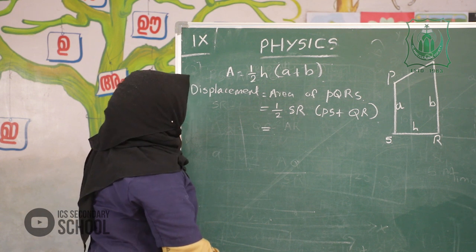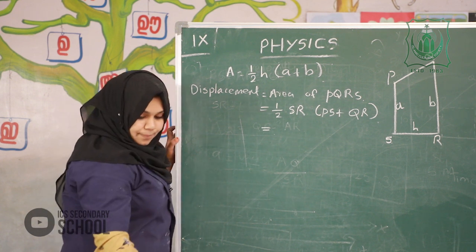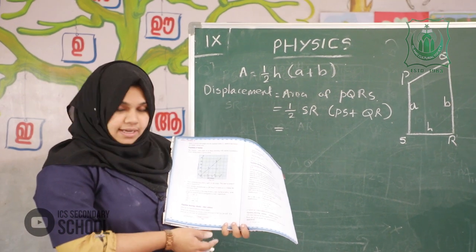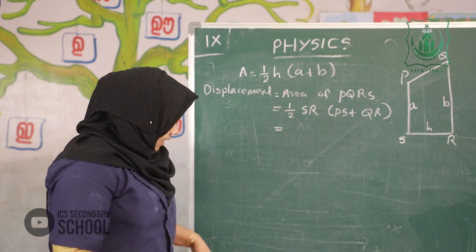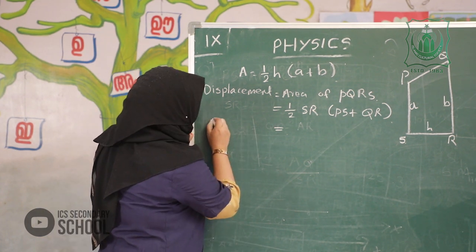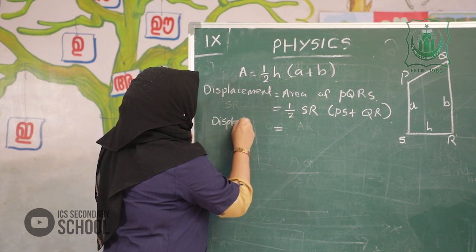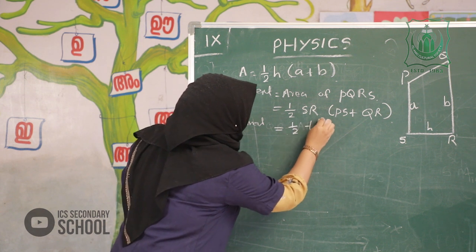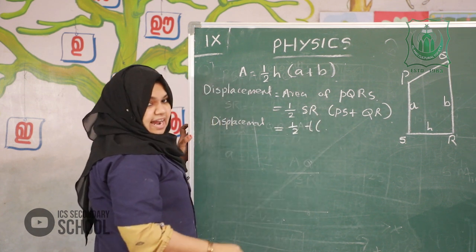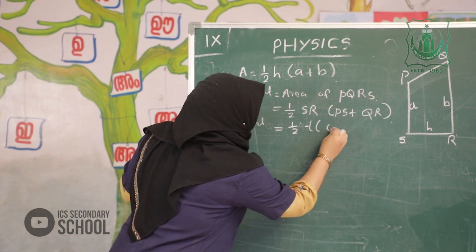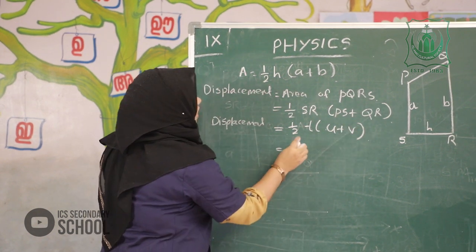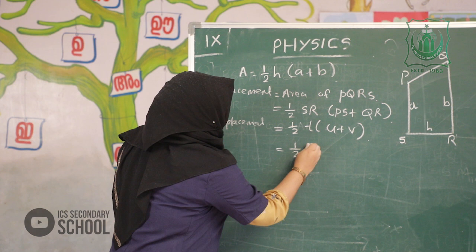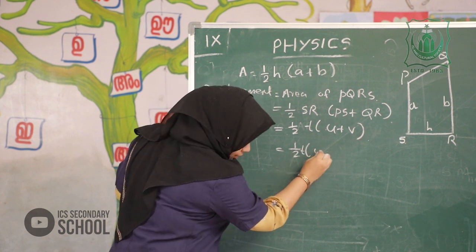We learned before in your textbook that PS is equal to U and QR is equal to V. All of you mark those values here. So displacement is equal to half into SR. We know that is time. From our graph SR is equal to time, PS is U and QR is V. So we get half T into U plus V.